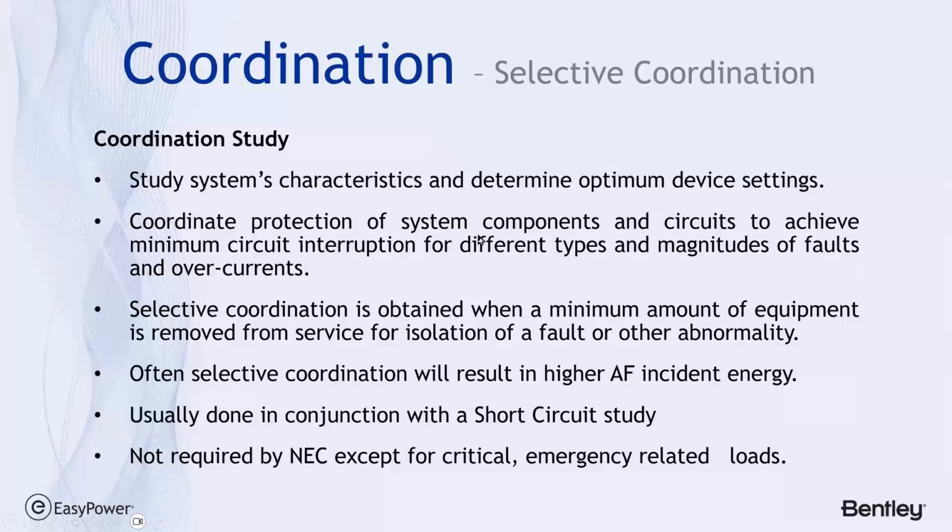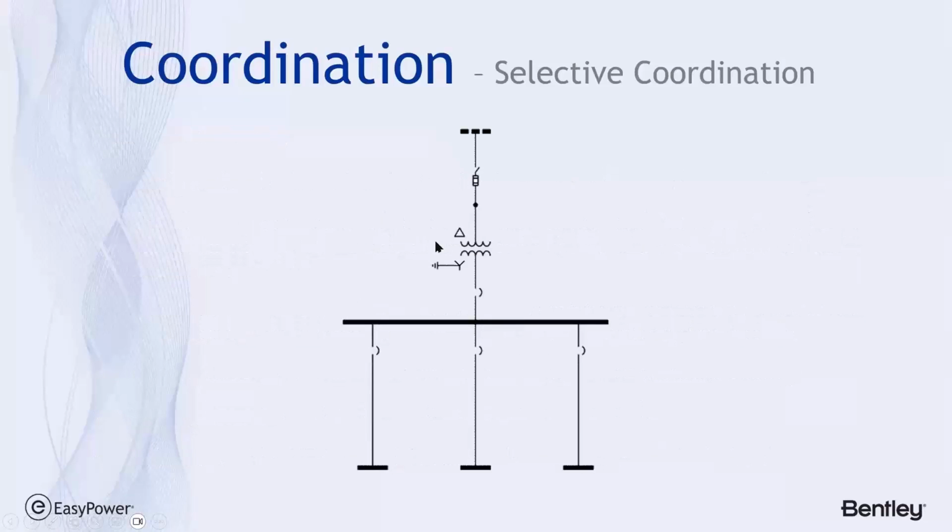And when we talk about coordination, we can look at a typical radial system where we see we have three levels of protection. There are the feeder breakers, the main breaker, and then the primary fusing on a main transformer. Now, if we have a fault on any one of the downstream loads, that fault current is sensed by all three levels of protection.